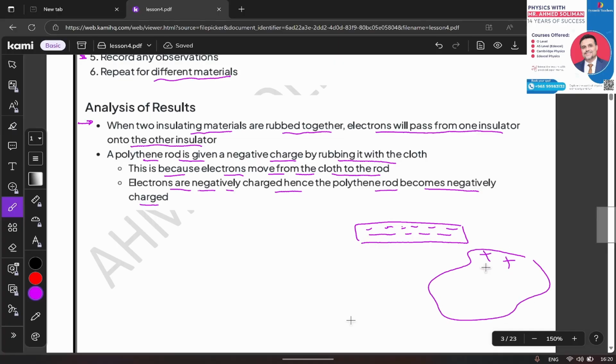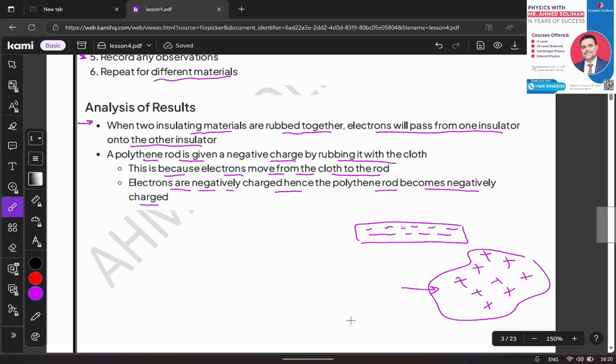It gained electrons when it was rubbed with this cloth. Yes? It gains electrons from the cloth. And Bara, why does this cloth gain a positive charge? Because it lost electrons. Yes.